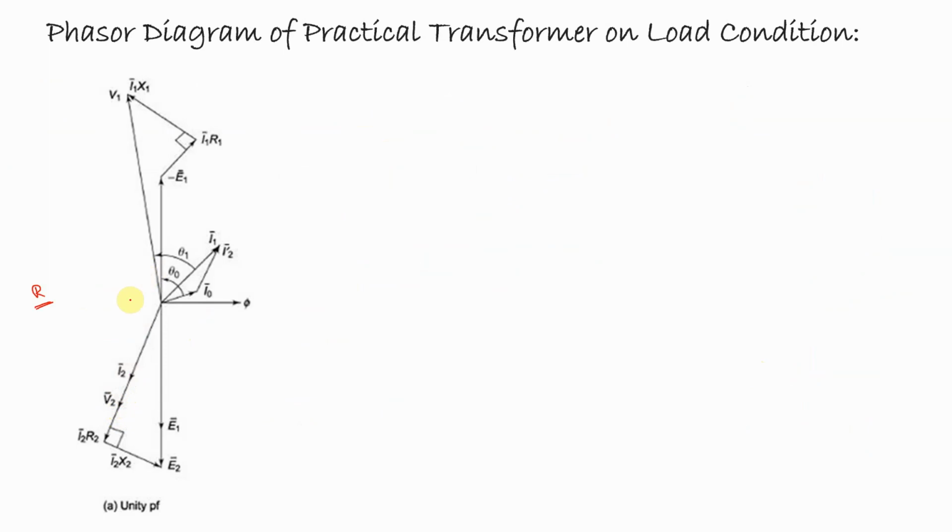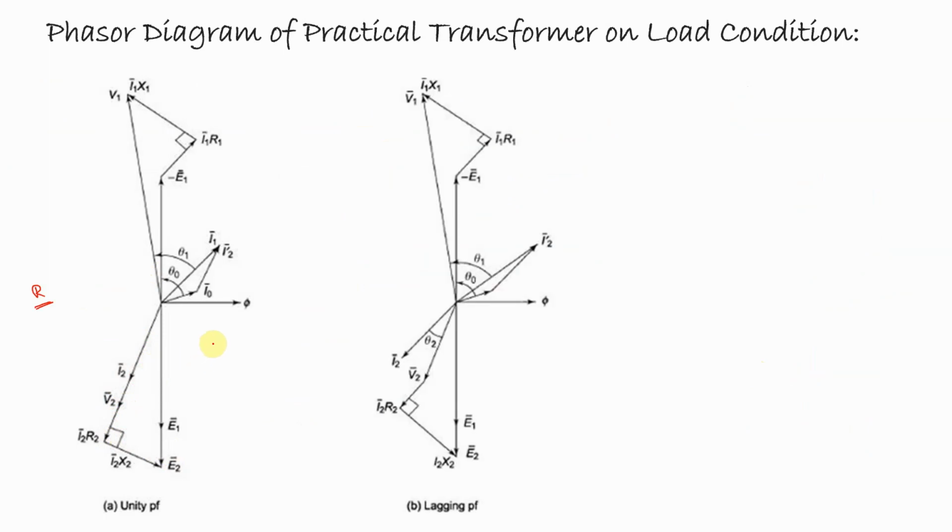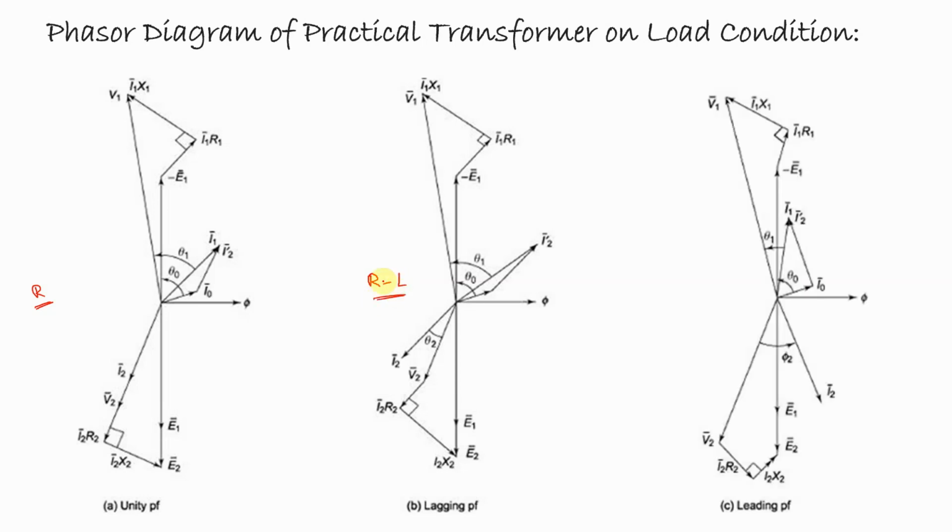Other phasors will also change according to their relation. It will be I2R2, it will be I2X2, and so on. The load is resistive inductive, that we have already discussed. Then the nature will be like this. And if the load nature is resistive capacitive, this will be the phasor diagram.